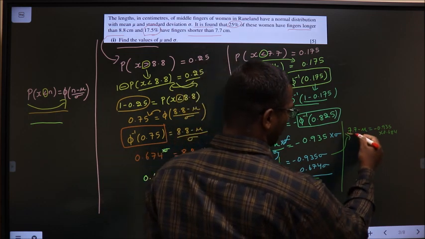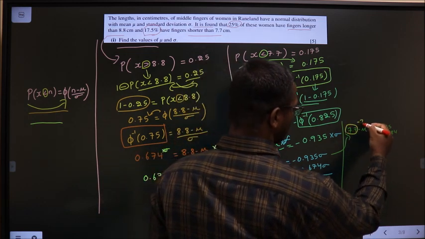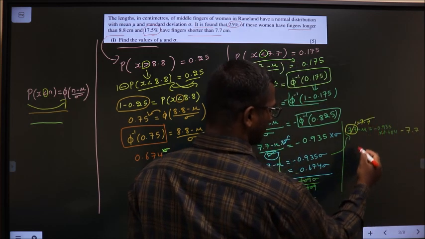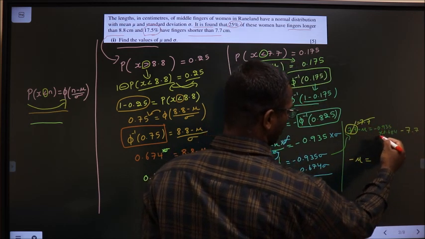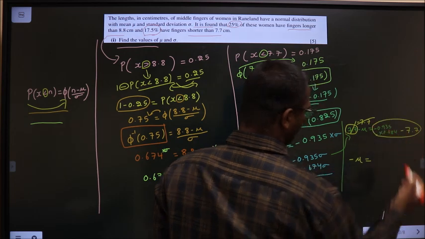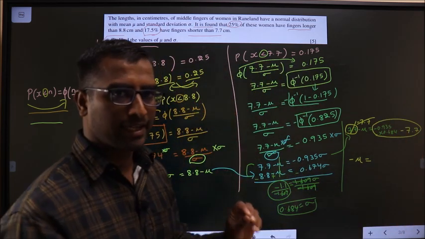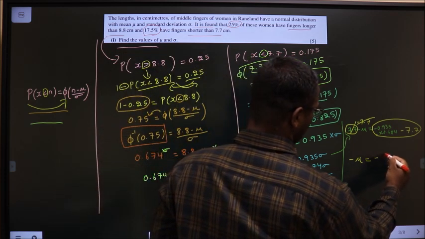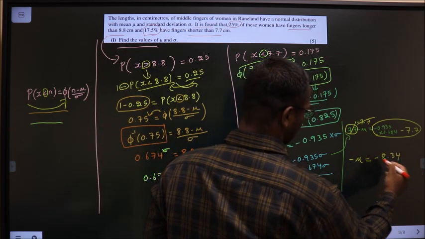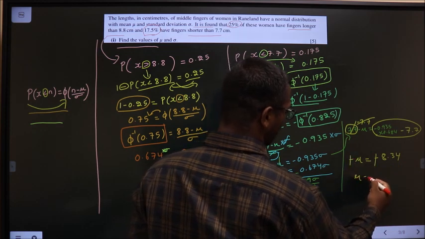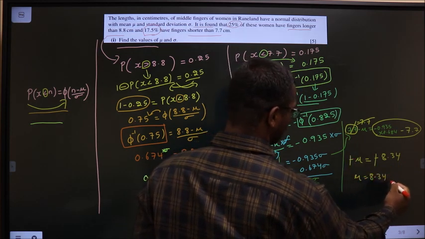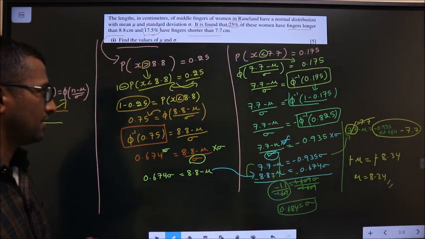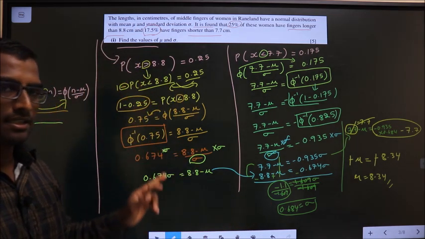Now, to get rid of 7.7, subtract 7.7 on both sides. So now this gets cancelled, you get minus mean equal to, put this entire thing at once in the calculator. You get it to be minus 8.34. Cancel the negative, you get mean to be 8.34. Thus we have found mean and standard deviation. Is this sum clear?